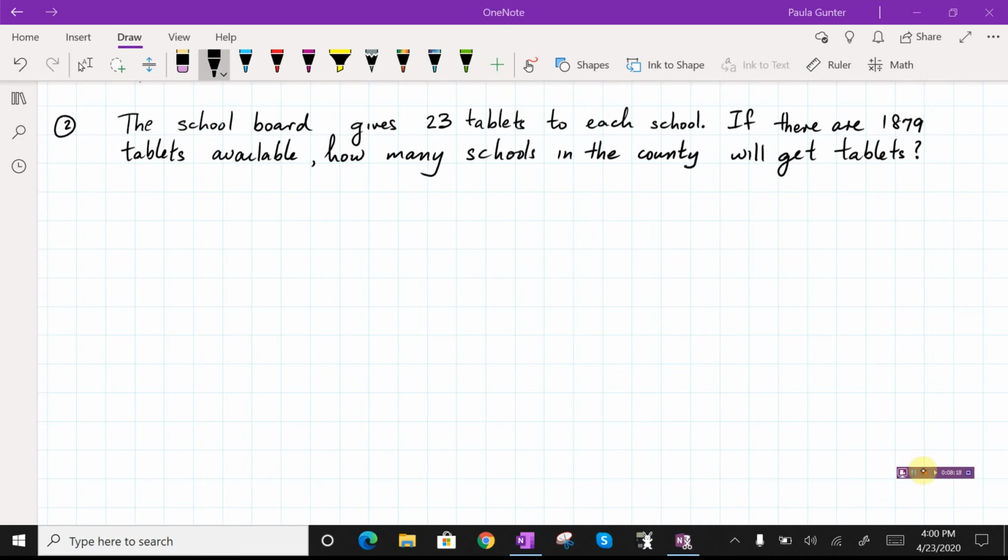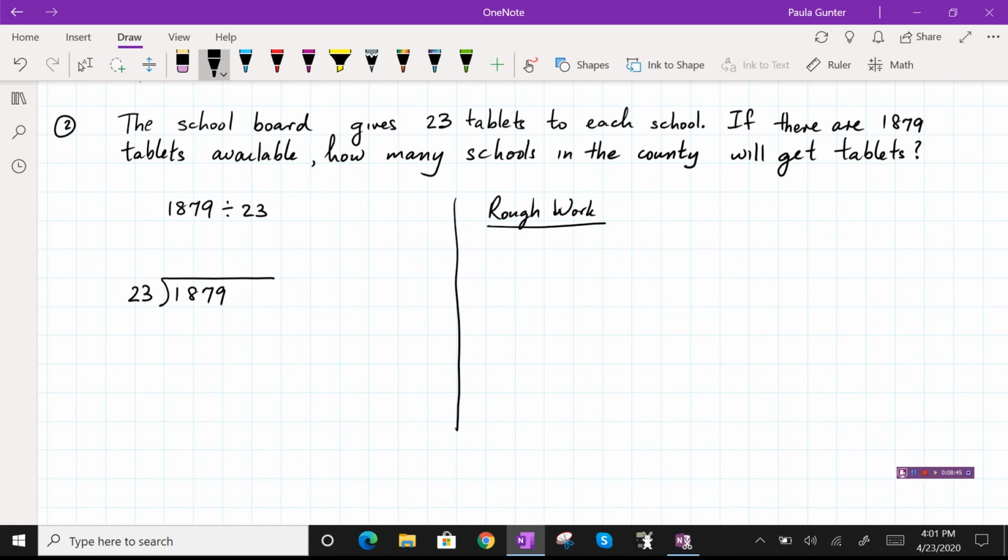Right? So we would then have 1,879 being divided by 23, and setting this up, 1,879 is our dividend, 23 is our divisor. Right, and as usual, I will have my rough work here. The rough work is actually much more than the actual problem. But this is for you to think about.